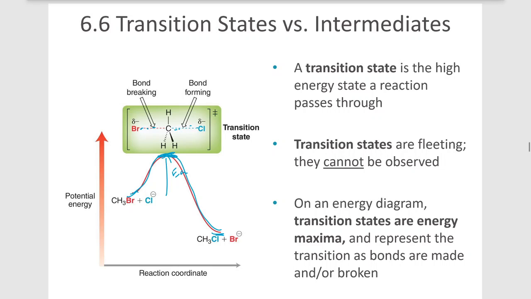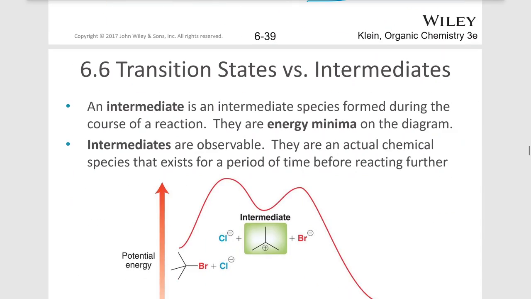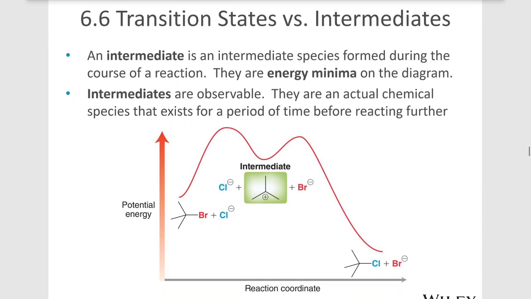We're going to study this particular reaction in the next chapter, but don't be too worried about what that transition state looks like right now. What we're just looking at is the definitions here. Transition states are the high energy state a reaction passes through. They're fleeting and can't be observed. On an energy diagram, transition states are the maxima, and they represent the transition as bonds are made and broken.